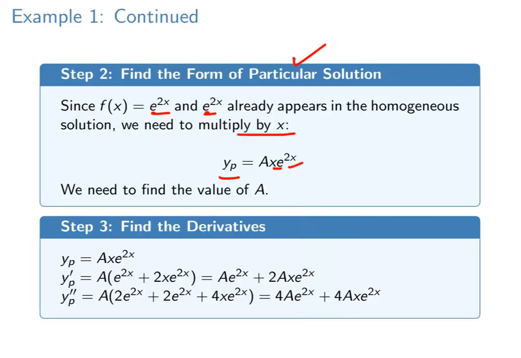Then we need to find out the a. First, this is our yp, so we have to do the derivatives. So y'p is equal to a e to the power 2x plus 2a x e to the power 2x. Now again we take the derivative, so yp'' will be 2a e to the power 2x plus 2a e to the power 2x plus 4a x e to the power 2x. So that will give 4a e to the power 2x plus 4a x e to the power 2x.